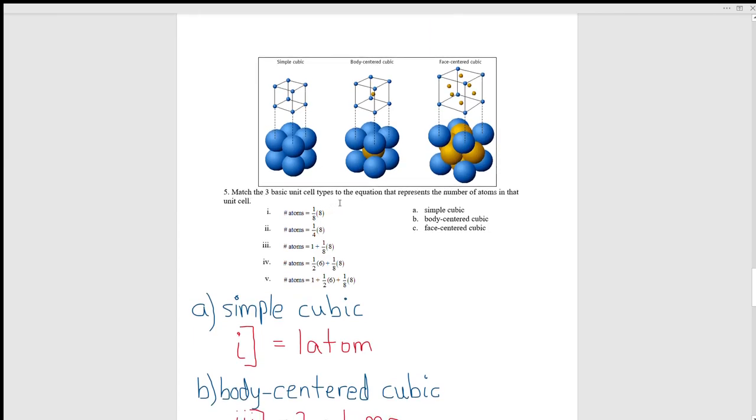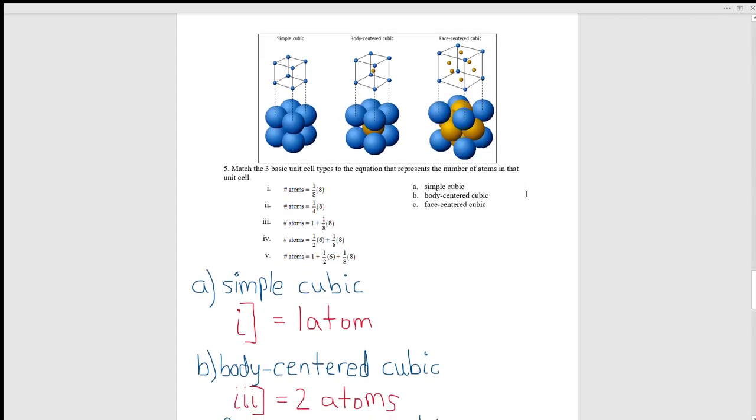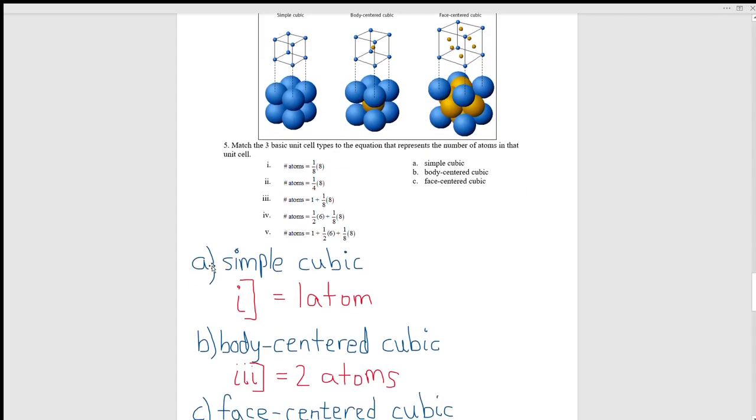Moving on now to question number 5, we're given a diagram here that corresponds to the different types of unit cells that we've seen in class. Here we have a simple cubic unit cell, a body-centered cubic unit cell, and a face-centered cubic unit cell. Question number 5 says to match the 3 basic unit cell types to the equation that represents the number of atoms in that unit cell.